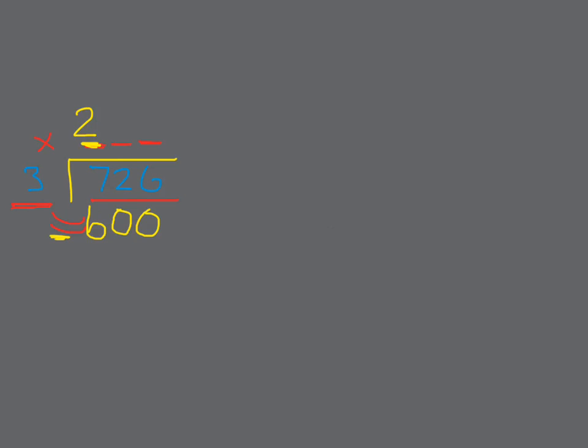6 minus 0, oh, that's easy, that's 6. 2 minus 0, that's easy, 2. And 7 minus 6 is 1, right? So now we go back and we start again.